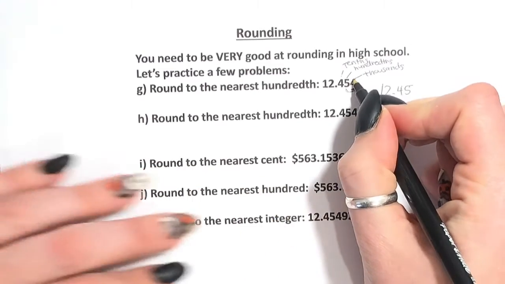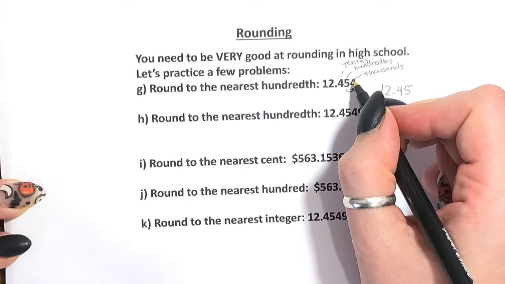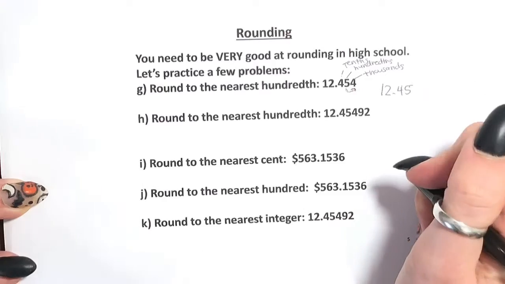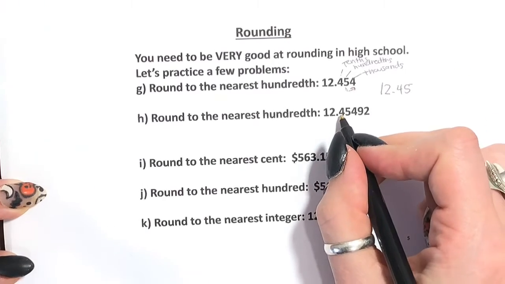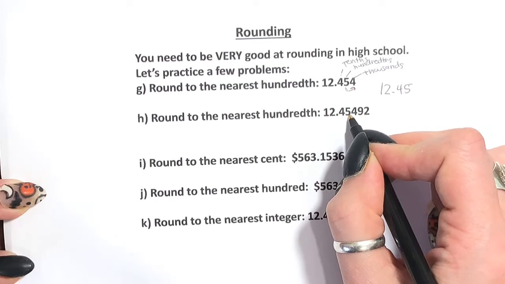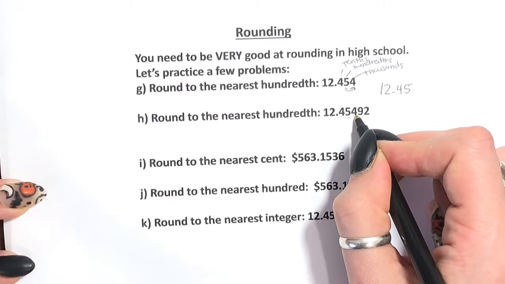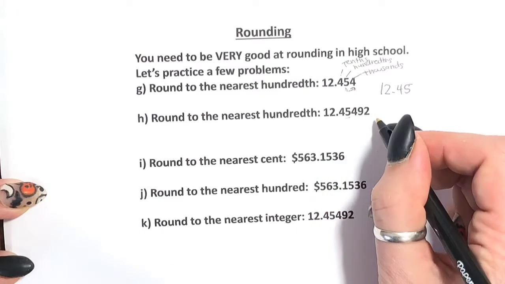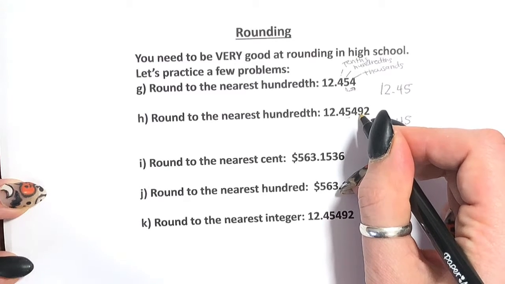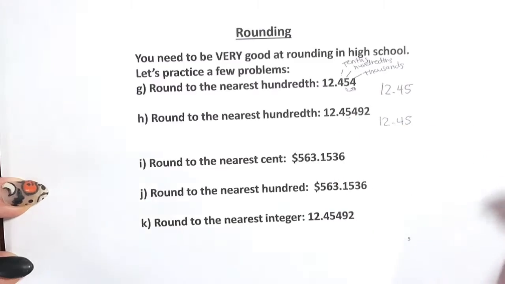But then let's say this had been, instead of a 4, had been a 9. If it's 5 through 9, you would round up, which would mean we would turn this 5 into a 6 instead. So like on this one, they want the nearest hundredth again. Even though there's more decimals, the hundredth spot is still the second place. So I look at the number coming after it, and this 4 still would have you round down. So it would still just be 12.45. This 9 right here doesn't matter. We're only looking at the number right after the 5.